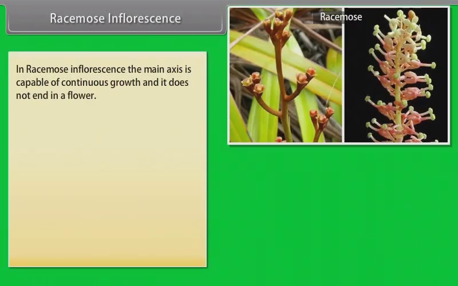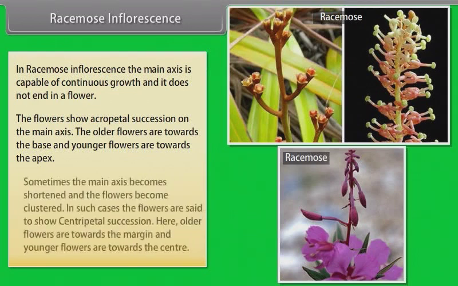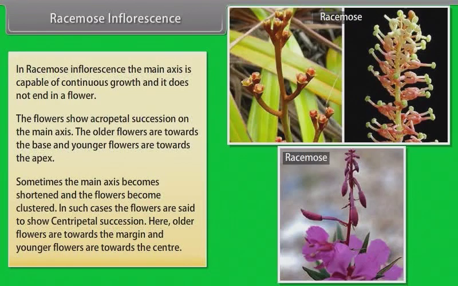Racemose inflorescence. In racemose inflorescence, the main axis is capable of continuous growth and it does not end in a flower. The flowers show acropetal succession on the main axis. The older flowers are towards the base and younger flowers are towards the apex. Sometimes the main axis becomes shortened and the flowers become clustered. In such cases, the flowers are said to show centripetal succession. Here, older flowers are towards the margin and younger flowers are towards the center.